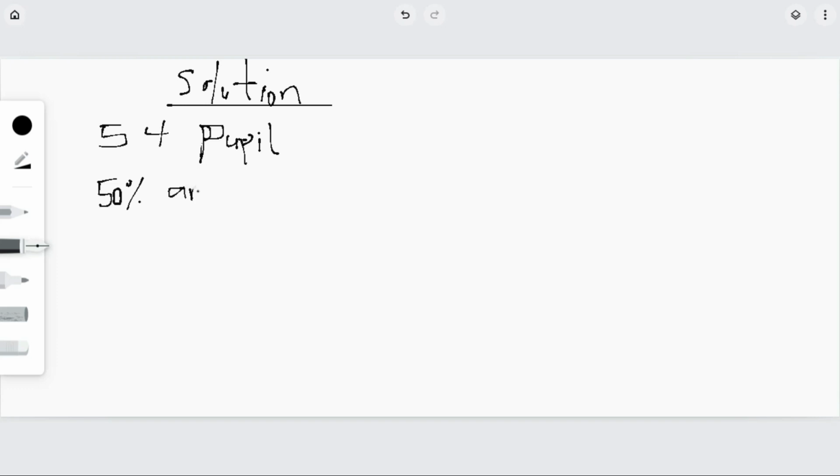Remember that we have not solved the problem now. We have to find the percentage of the pupils that are absent. So since we are told that 50% of the pupils are present, so that's 27 of them are present. Now we take the number of pupils, 54.